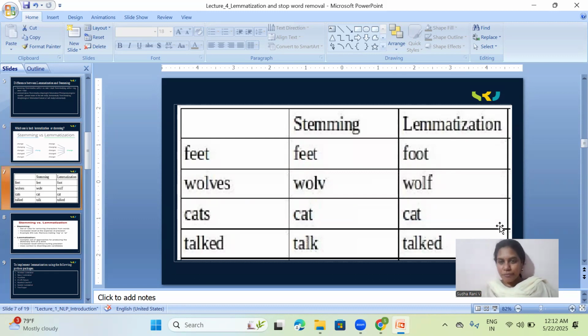Here we can see some words to understand better about stemming and lemmatization. Feet: stemming will be feet, lemmatization will be foot. Wolves: stemming wolv, lemmatization wolf. Cats: both stemming and lemma give cat. Talk: stemming talk, lemmatization talk.